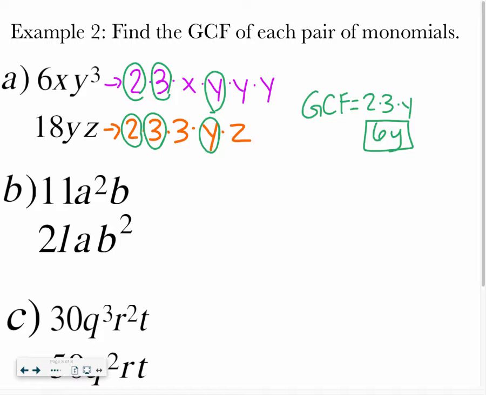Let's try another one. 11a squared b is 11 times a times a times b. And 21ab squared is 3 times 7 times a times b times b.